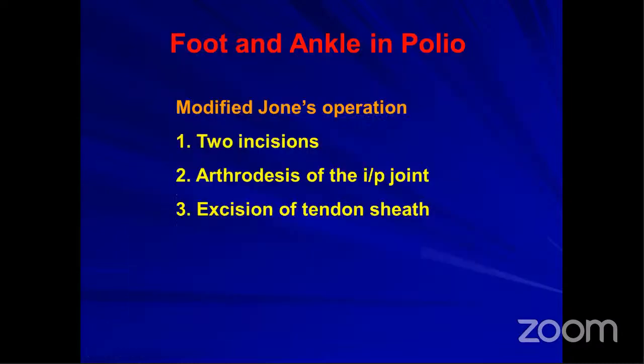The modified Jones is something the examiners sometimes ask about: what is the original Jones? The original Jones was done with a single incision. Modified Jones is done with two incisions. The original Jones had a tenodesis of the IP joint of the hallux. In the modified one, you do arthrodesis of the IP joint because the tenodesis invariably failed. In modified Jones, excision of the extensor hallucis longus tendon is done. In the original one, it was not done.